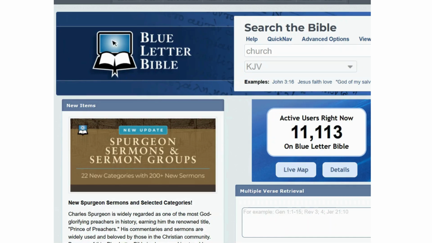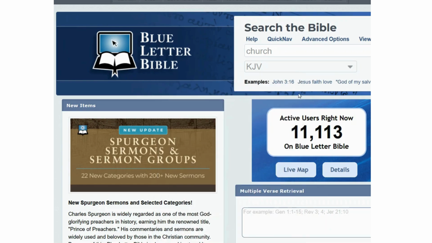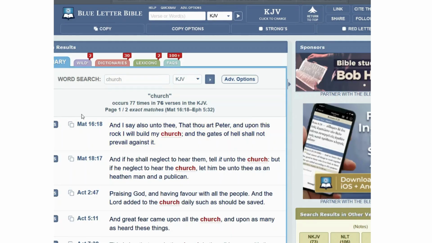So I've pulled up Blue Letter, and here's the big search box. I put in church. This is where you can change the version that you want to use. I'm picking the King James, and I click the search button, and it comes back and it tells me that this has occurred 77 times in 76 verses.